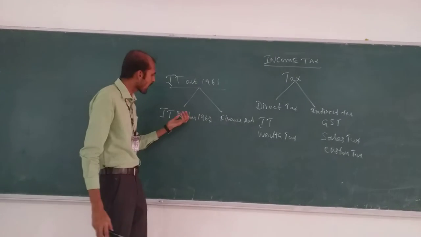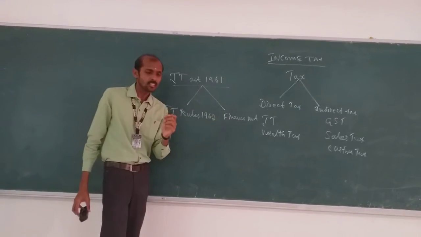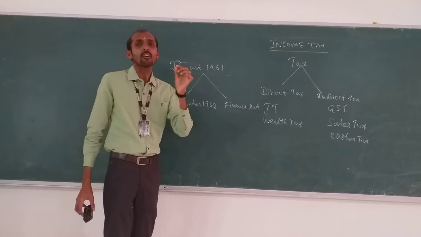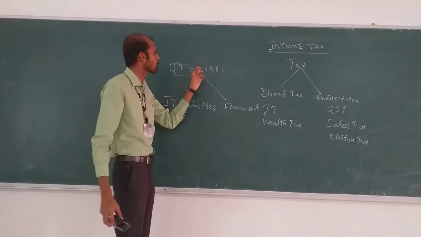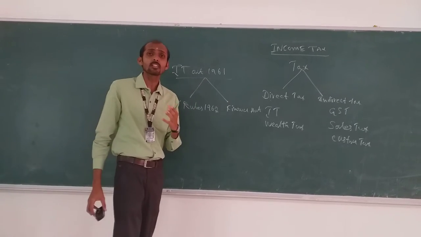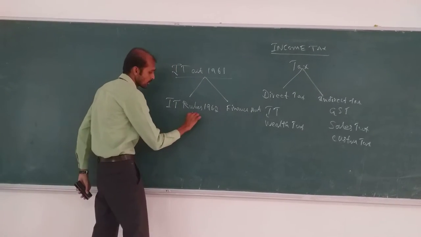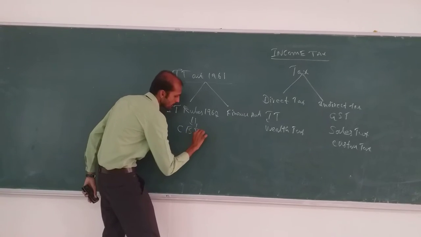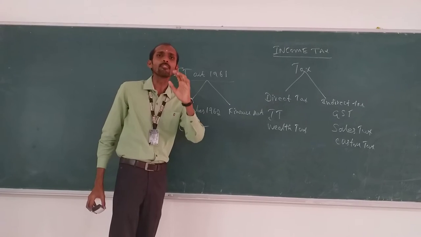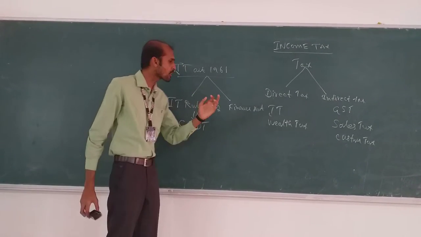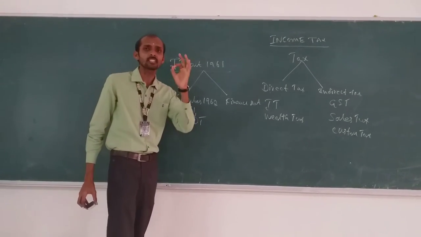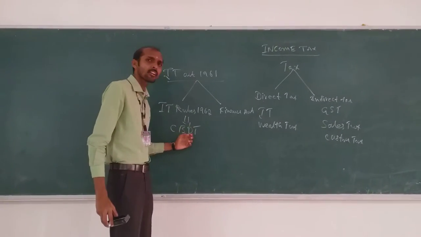What do you mean by Income Tax Rules 1962? In these rules, different types of rules and procedures are framed to support the Income Tax Act. That is called Income Tax Rules. The rule makers are called CBDT. CBDT is the sole authority in our India to frame rules and procedures for income tax. CBDT means Central Board of Direct Taxes.